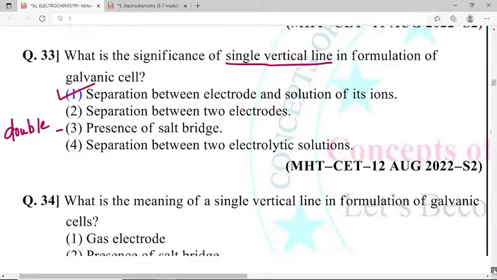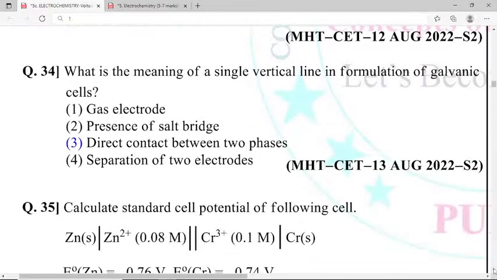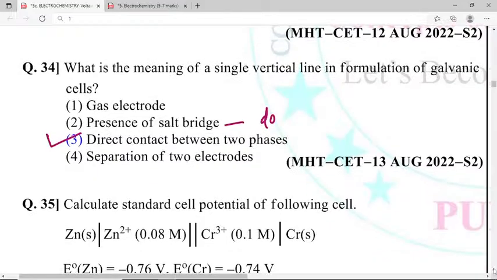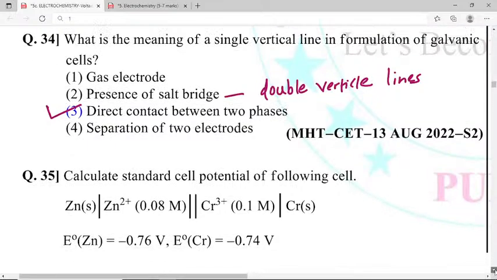What is the meaning of the single vertical line in the formulation of a galvanic cell? Direct contact between two phases. The presence of a salt bridge is shown by double vertical lines.